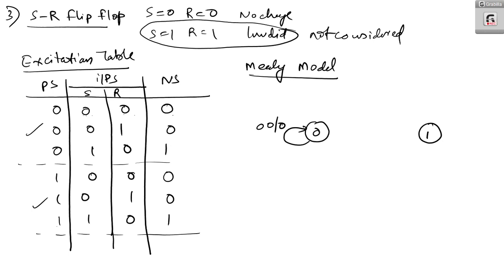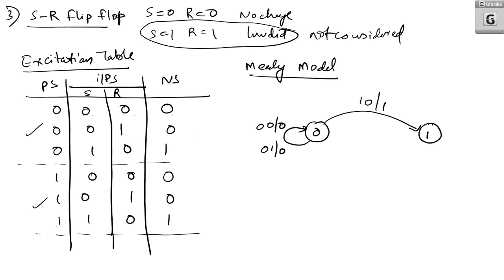One more case. If S is equal to 0 and R is equal to 1, that means 0, 1, output is 0, and the next state is also remaining as 0. So we can write as 0, 1, bar 0. Now, when S is equal to 1, R is equal to 0, that is 1, 0, the output is 1. That means the next state is 1. So you can go like this, that is 1, 0, bar 1.